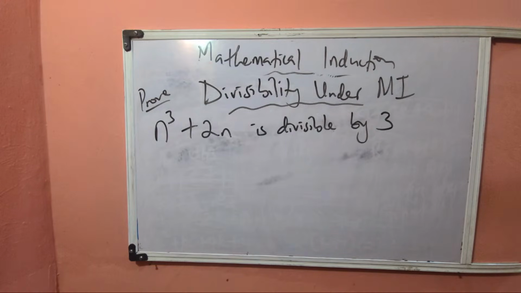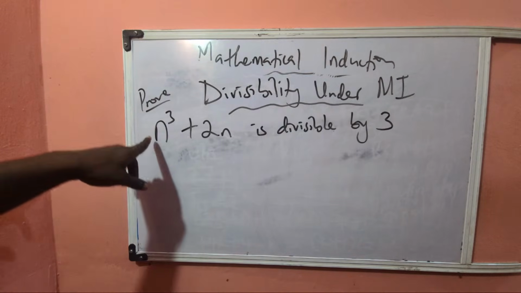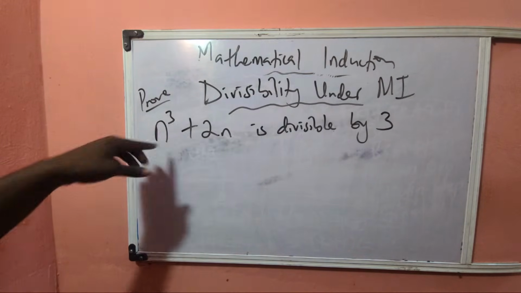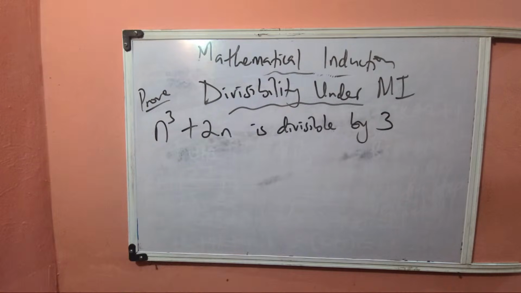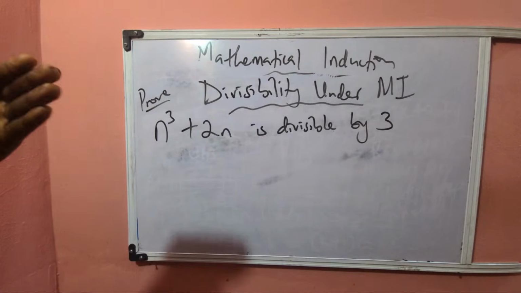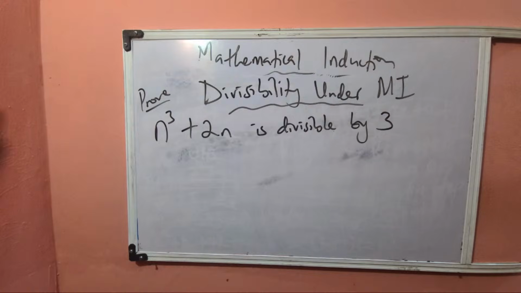How do we prove that the expression n cubed plus 2n is actually divisible by 3? The same steps I told you. The first step is to go on to prove the base steps. So go on to assume when n was 1. The meaning of this is that n cubed plus 2n, that means n is taking integer values. So let's try if n being 1 was actually divisible by 3, the base step.